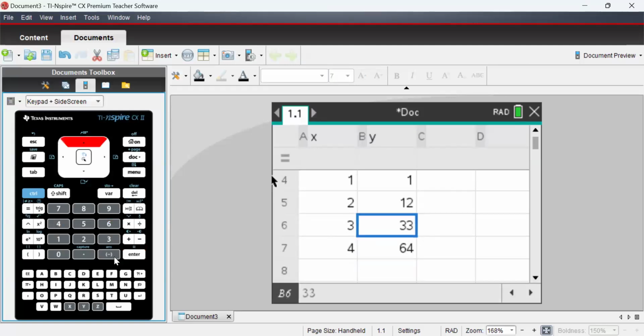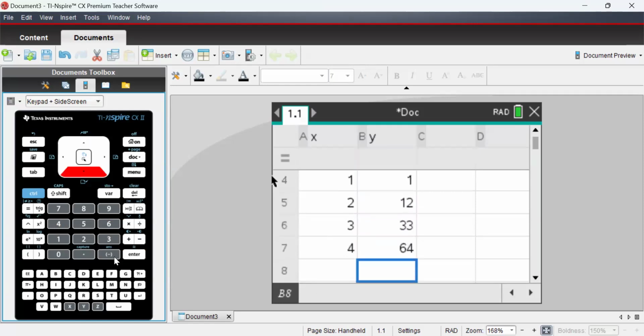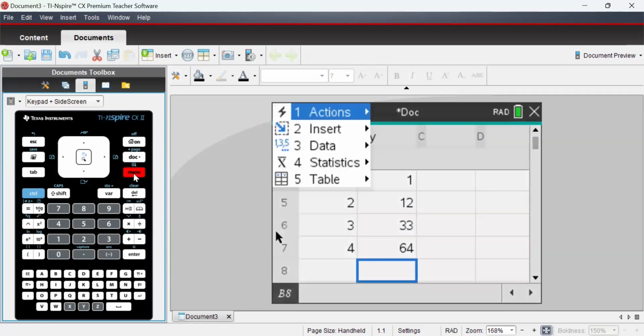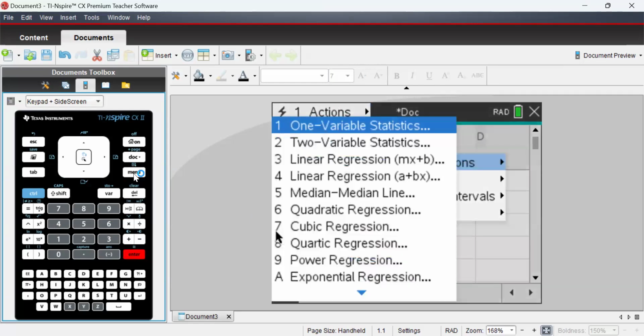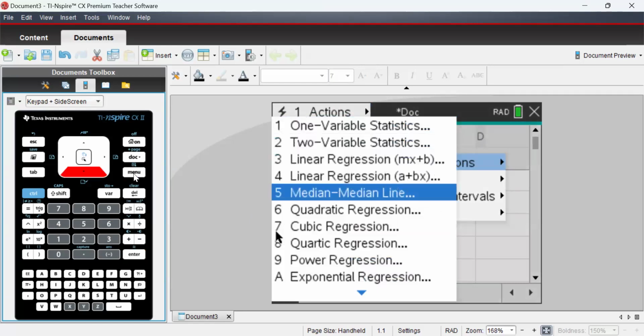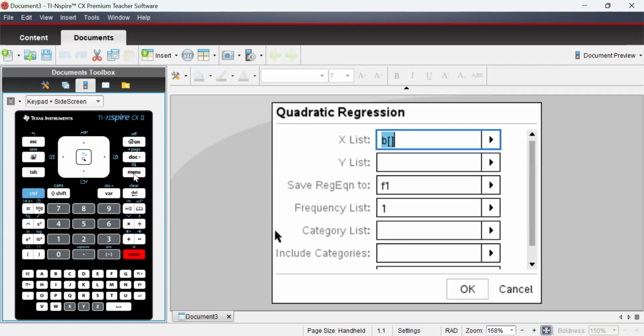I'm just going to double check real quick. All right, feeling pretty good. So menu, statistics, stat calculations. And again, it says it wants a quadratic function. So we do quadratic regression. Our X list was X and our Y list was Y. And again, nothing else is going to change. Click OK.